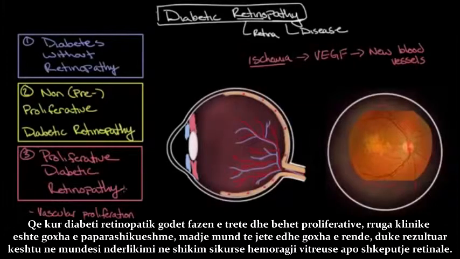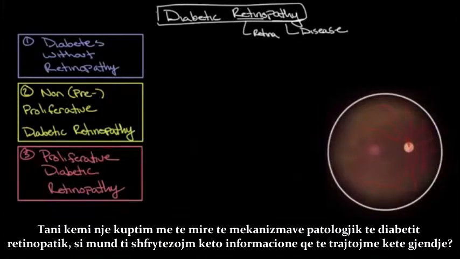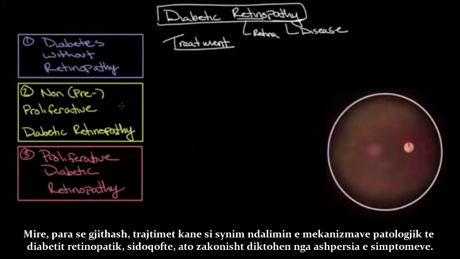And unfortunately, once diabetic retinopathy hits this third stage and becomes proliferative, the clinical course is pretty unpredictable, and it can actually be fairly severe, resulting in potentially vision-threatening complications such as vitreous hemorrhage or retinal detachment. So now that we have a better understanding of the pathological mechanisms of diabetic retinopathy, how can we use this information to learn how the condition is treated? Well, first off, the treatments are aimed at halting the underlying pathologic mechanisms of diabetic retinopathy. However, their use is more commonly dictated by the severity of symptoms.